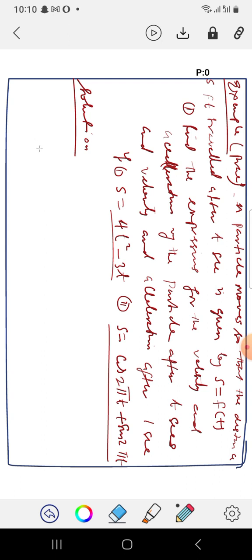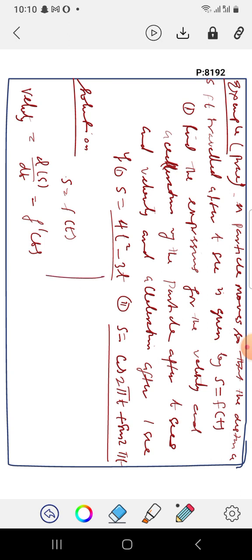Okay, so now a particle moves so that the distance. So we have been given the function. The function now is s equals f of t. All right. So the velocity of the function is the first derivative. That's ds over dt. That's the velocity, which is the same thing as f prime t.